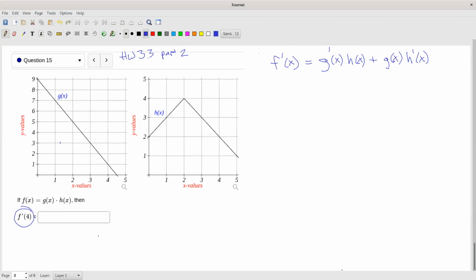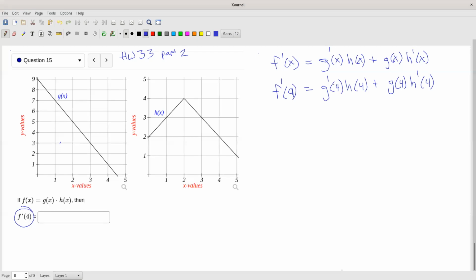Now, that's the derivative, and then we want to plug in 4. So f prime of 4 there, believe it or not, is equal to g prime of 4 times h of 4 plus g of 4 times h prime of 4. And all of this information is in the graph if we look. All right, let's go look.